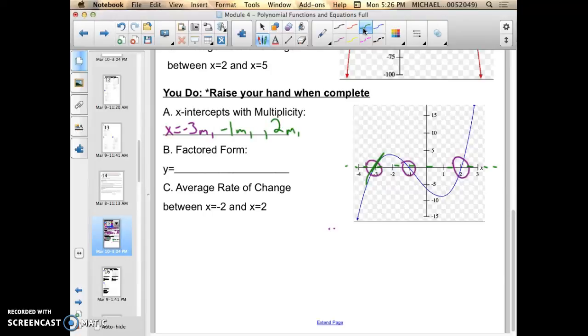And then in factored form, it'd be x plus 3 raised to the power of 1 times x plus 1 raised to the power of 1, and x minus 2 raised to the power of 1. And you are done. Again, if you didn't get that while you were working that on your own, please raise your hand and I will come check it.